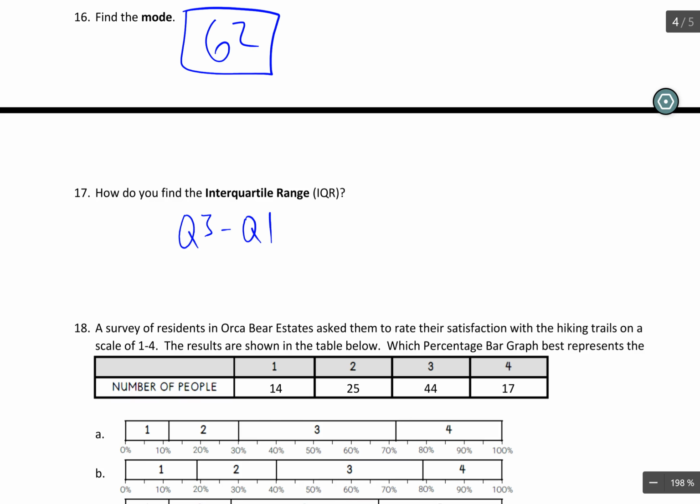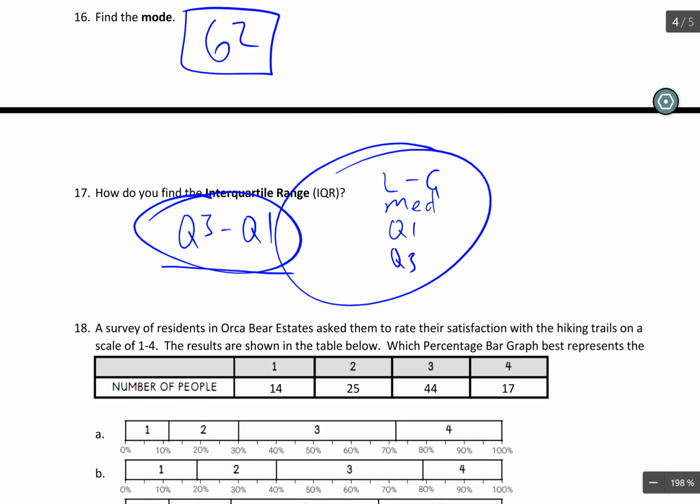Several steps before we can even find that. First thing I need to do, least to greatest. And then once I've ordered it from least to greatest, find my median. Then I can find my quartile 1. Then I can find my quartile 3, which is the median of the lower half, median of the upper half. Once I've done all of that, then I can do my Q3 minus Q1, and that's going to give me my interquartile range. So you could have just written all of this, and that's good. So just so you know what you're looking for on the test.